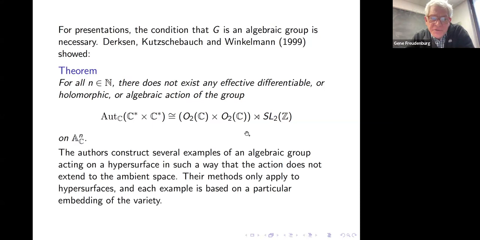The authors construct several examples in that paper of an algebraic group acting on a hypersurface in such a way that the action does not extend to the ambient space. Their methods, notice, only apply to hypersurfaces, and each example they construct is based on a particular embedding of the variety. The notion of absolute non-extendability refers to all possible embeddings of the variety.